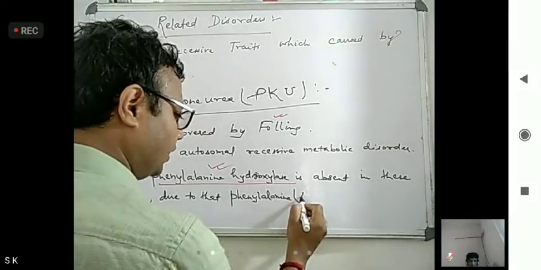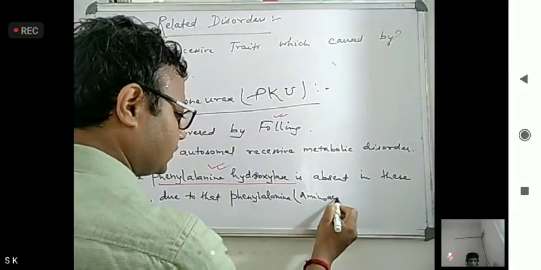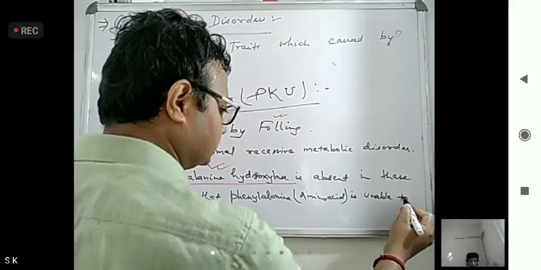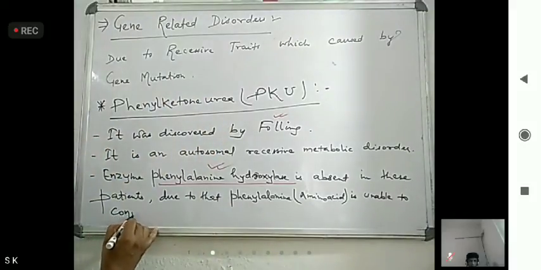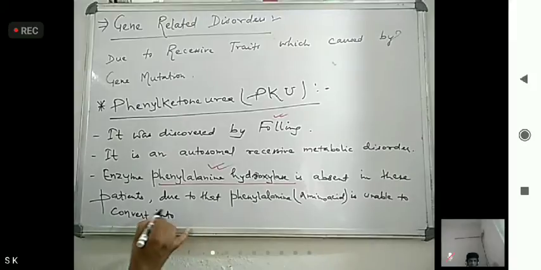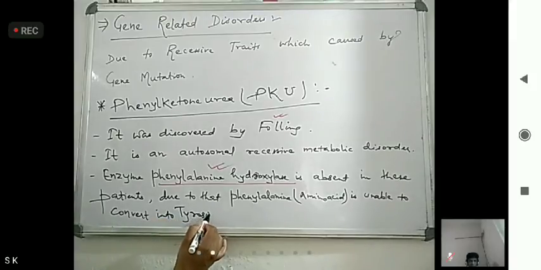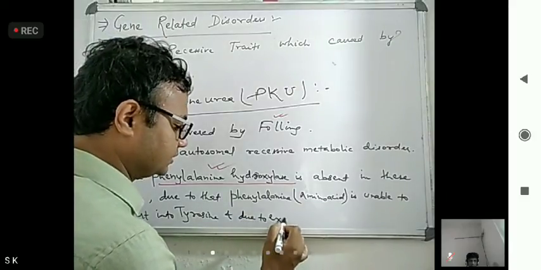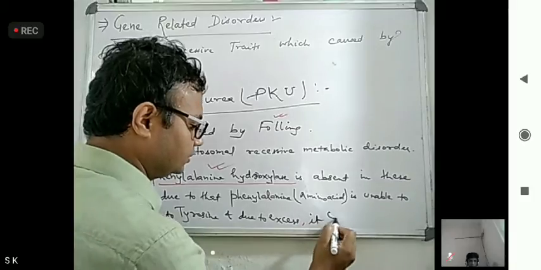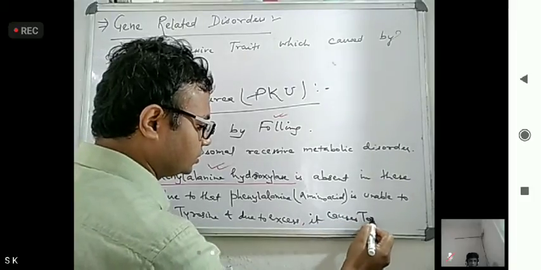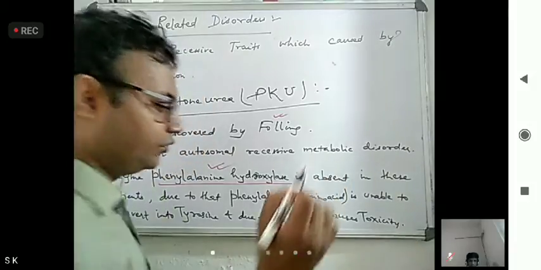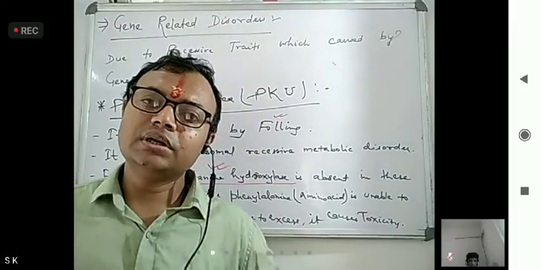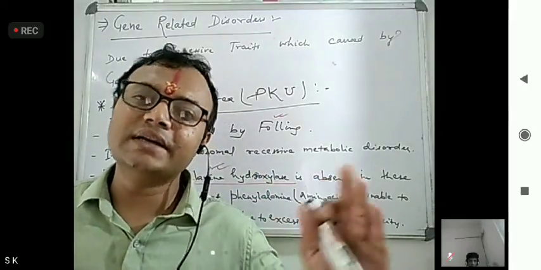Due to that, the amino acid phenylalanine is unable to convert into tyrosine, and due to excess, it causes toxicity. Okay, what are they causing? They are causing toxicity, and this toxicity reduces brain development.